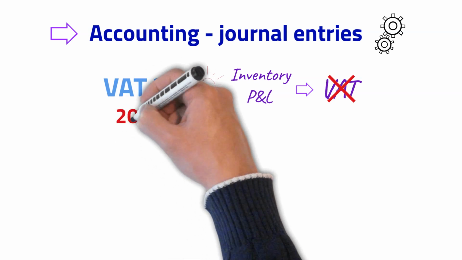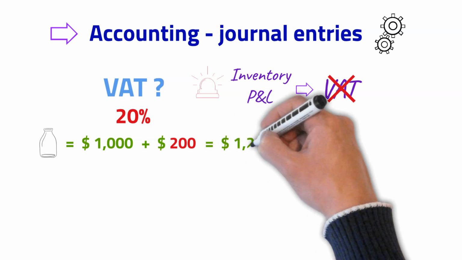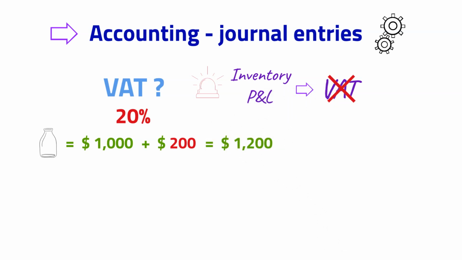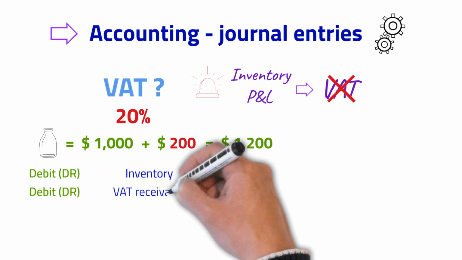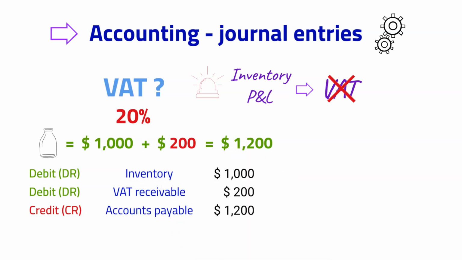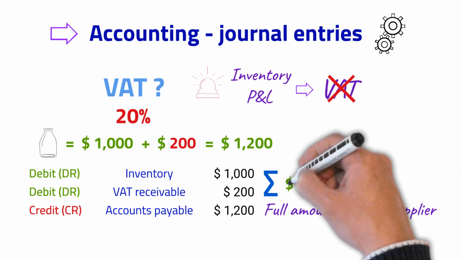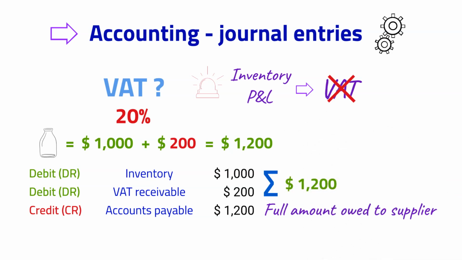So, how do we reflect that in accounting? If VAT is 20%, your total purchase price will then be $1,200. The journal entry for the purchase with VAT would be: debit inventory $1,000, debit VAT receivable $200, credit accounts payable $1,200. The payable is the full amount, as you do expect to pay $1,200 to your supplier. But then, you have $1,000 in net cost of inventory and $200 you claim from the government. So, you record a receivable for that. 2 debit entries which add up to $1,200.